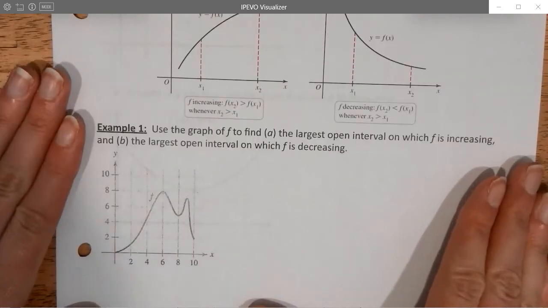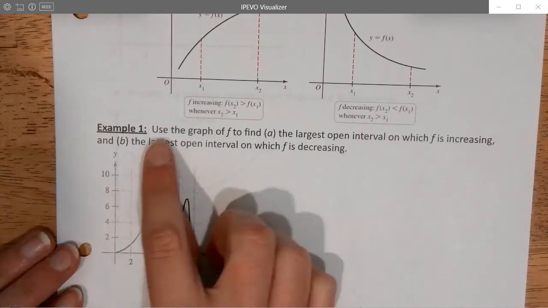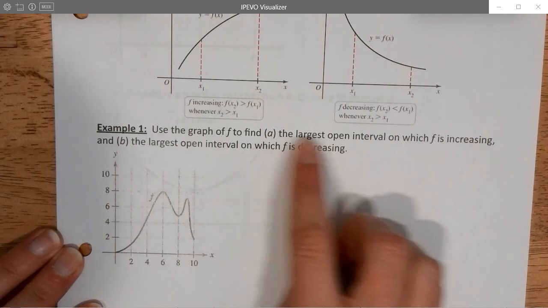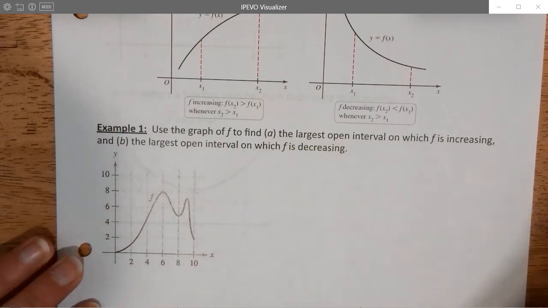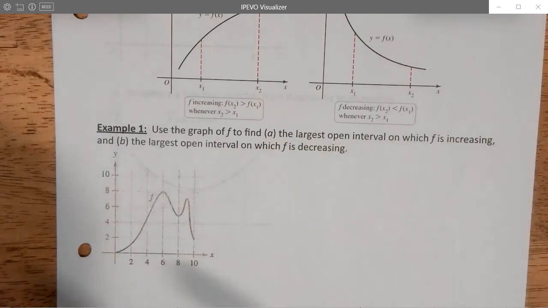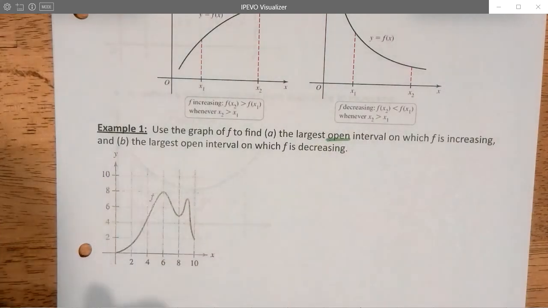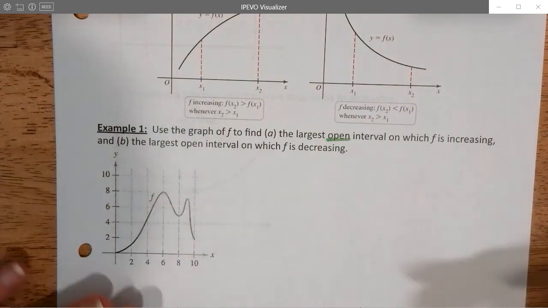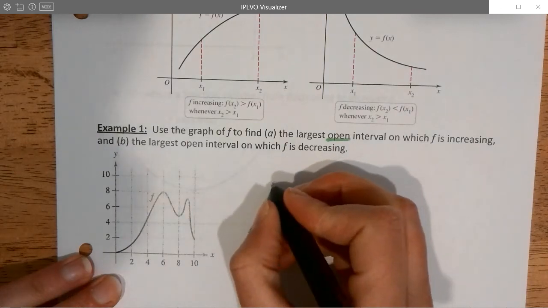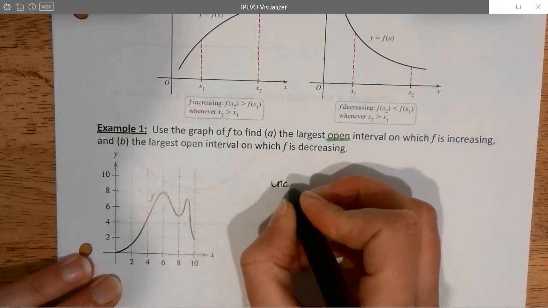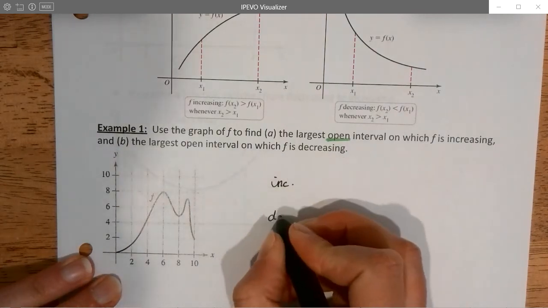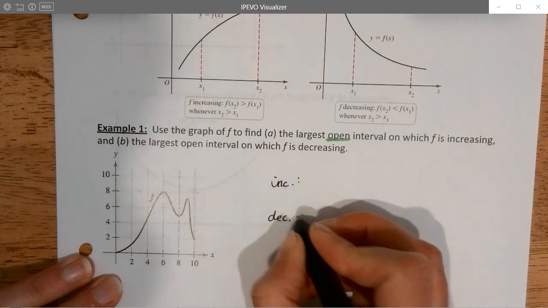So, at the bottom of the page, we're looking at using a graph here to find the largest open intervals in which a function is increasing and decreasing. These intervals will always be open because at the changing points, you can't be increasing or decreasing, you're changing between the two, so you're doing neither. So we are going to use open intervals here. And if I want to list the intervals of increase and decrease, look at increase first.